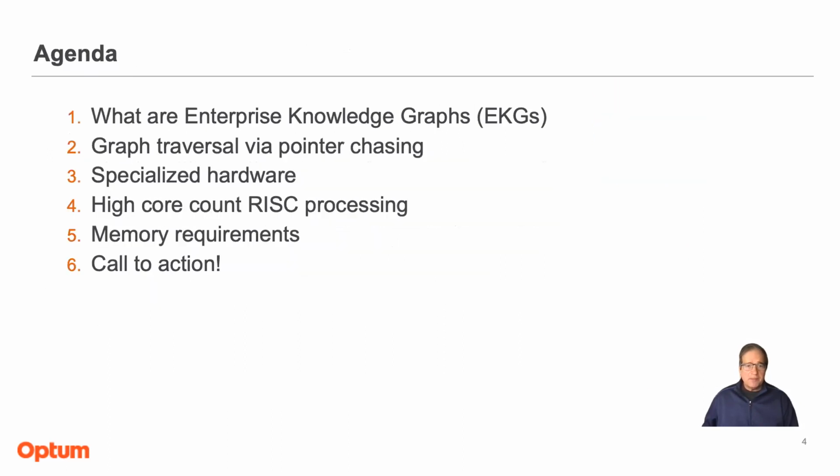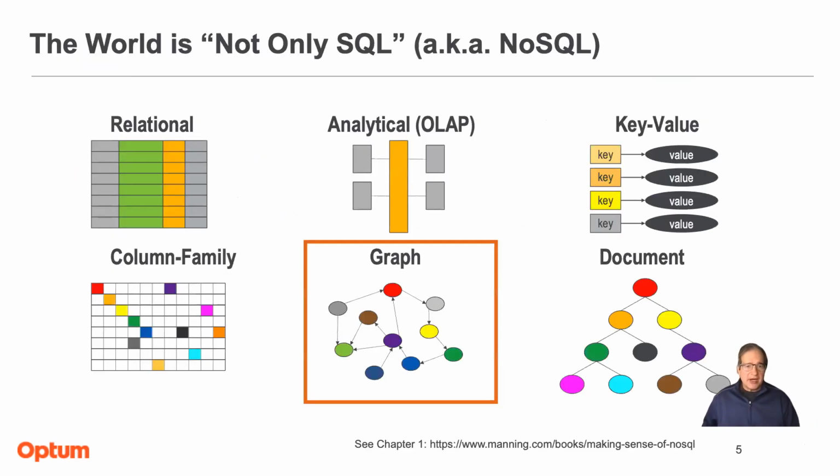So what we're going to cover in the next 20 minutes is what are knowledge graphs. We're going to talk about graph traversal using pointer chasing or pointer hopping. We're going to talk about the need for specialized hardware, and I'm going to make a case that high core counts with RISC really won't do it enough unless we have really great memory systems to feed those, and we're going to wrap up with a call to action.